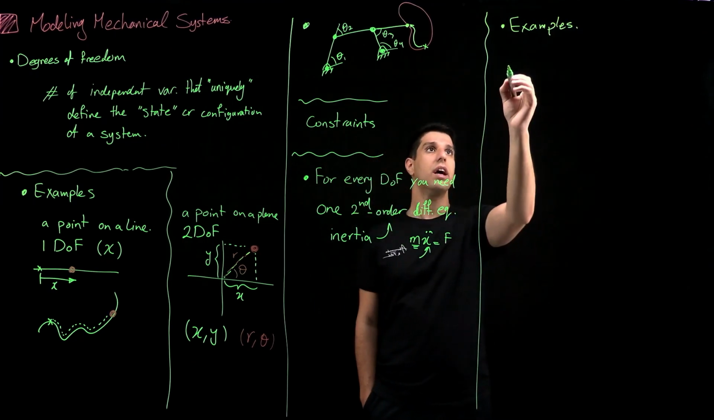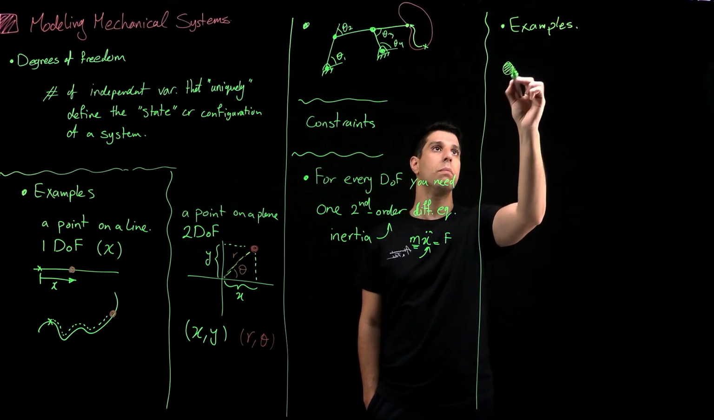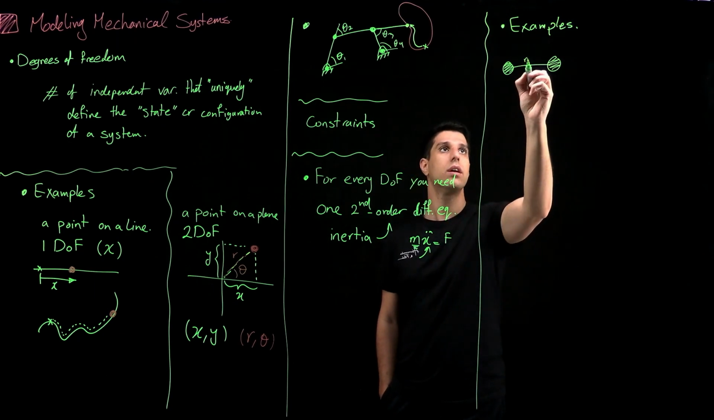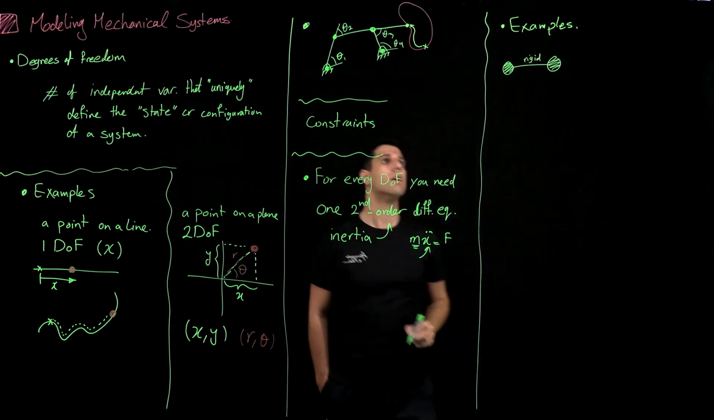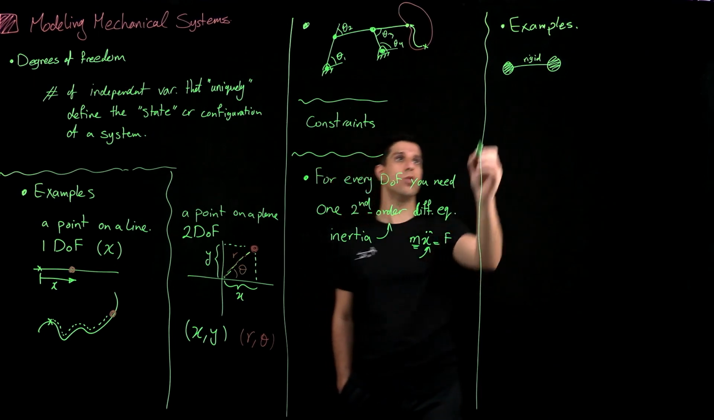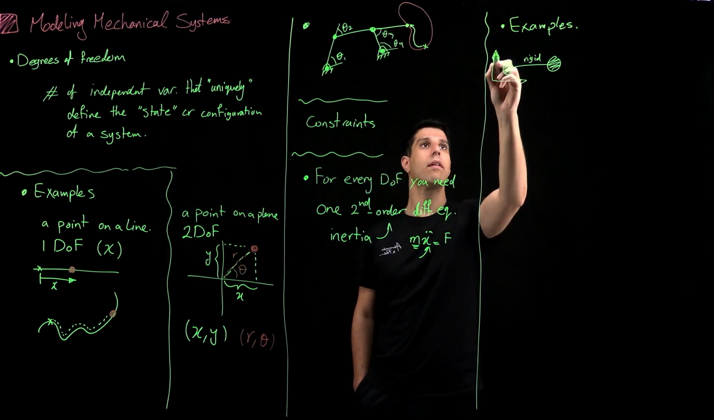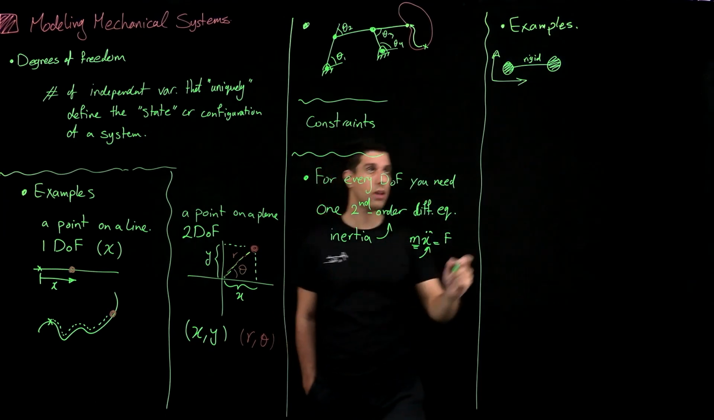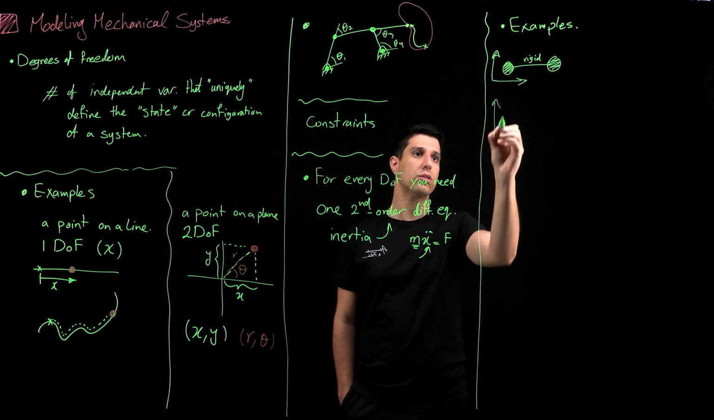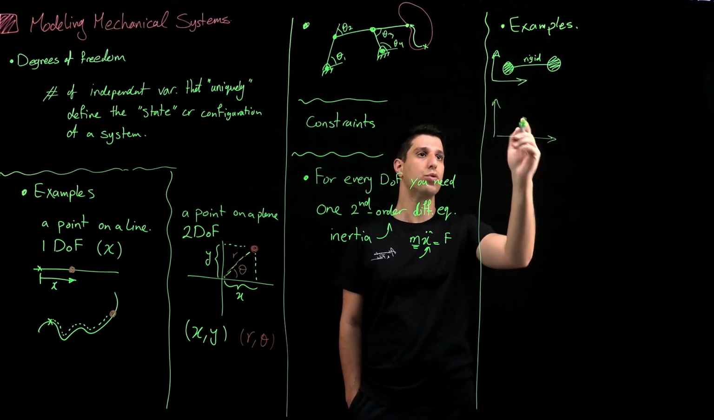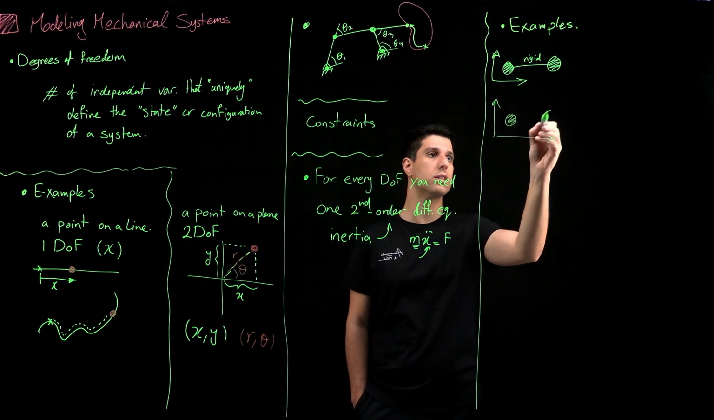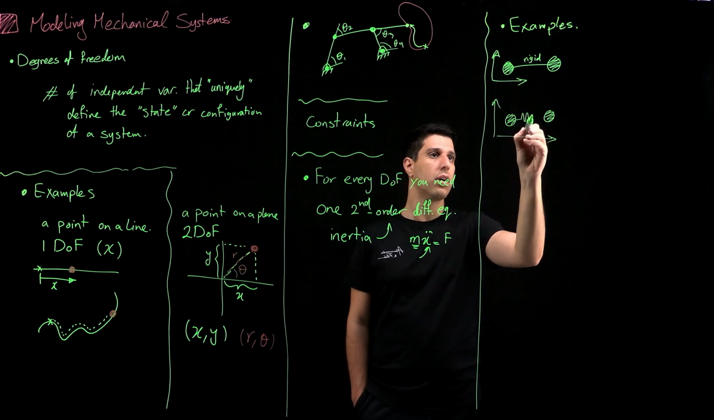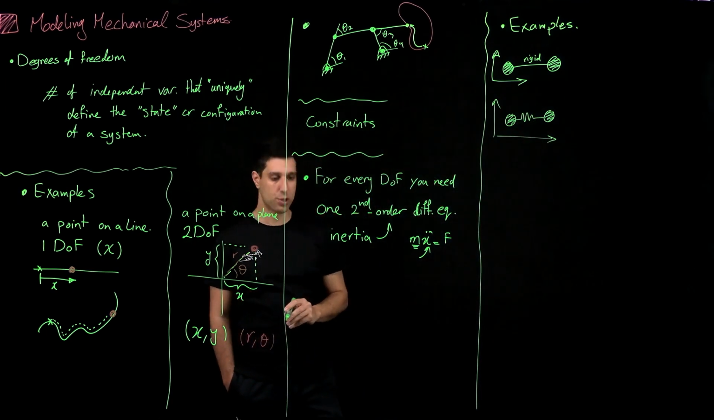Imagine I have one mass that is rigidly attached to another mass, and it moves in a plane. How many degrees of freedom does this system have? I could also do the same thing with two masses, 2 point masses, that are connected to each other by a spring.